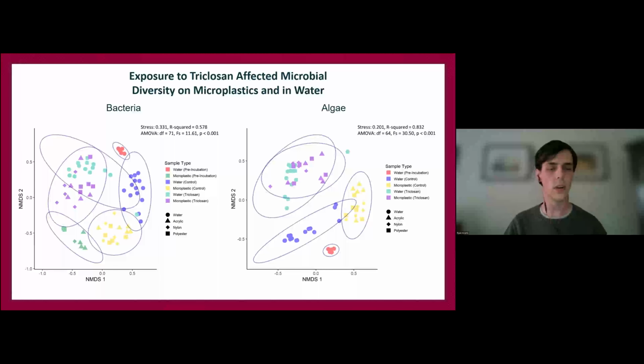These ellipses are 95% confidence intervals. So any gaps that we see are significant differences in diversity and assemblage. Overall, you can see a pretty clear gap, especially between the control samples and the triclosan samples in the algae.